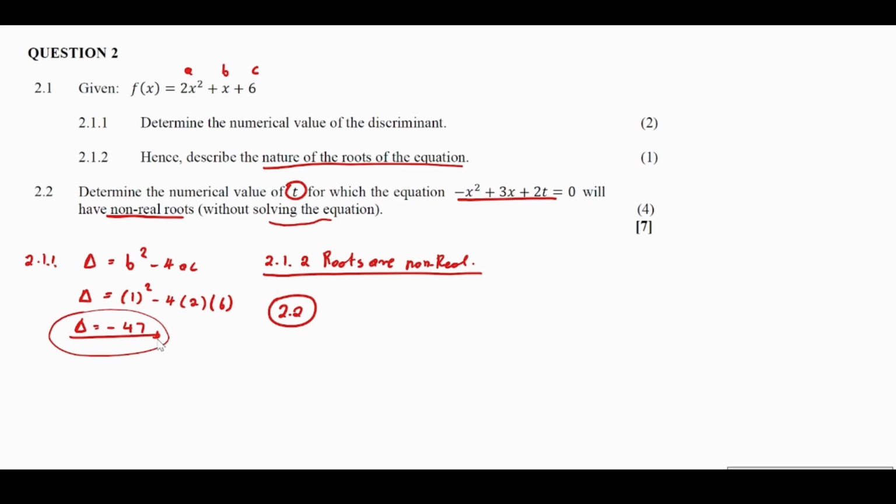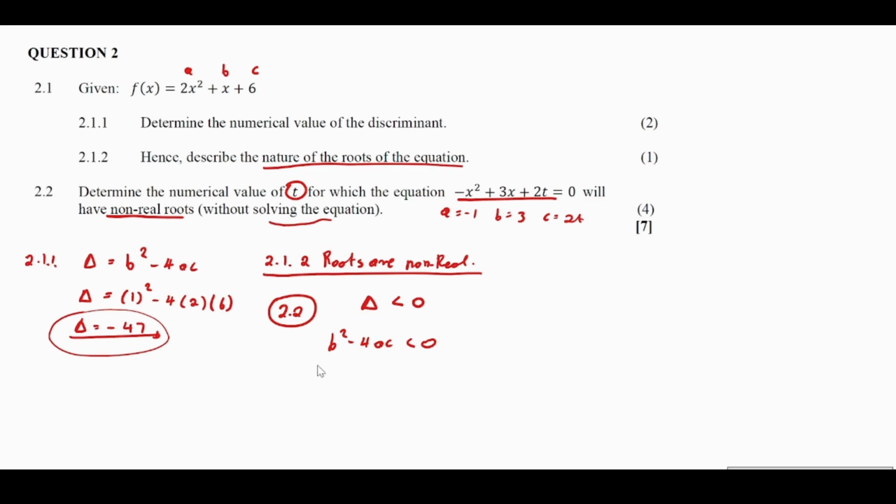So what I'm going to do is have my discriminant to be less than 0. I'm going to firstly start by determining my discriminant, which is b squared minus 4ac. This must be less than 0. So from this one, a is negative 1, b is 3, and c is going to be 2t. So we're going to solve for t basically.